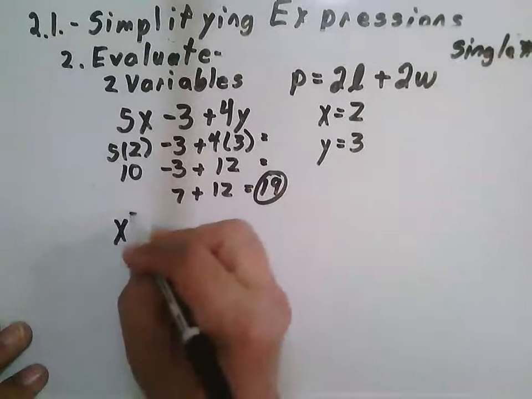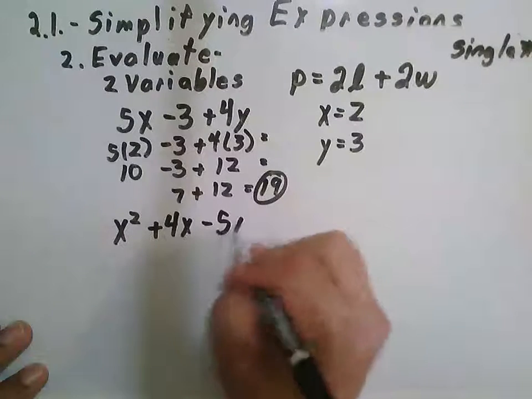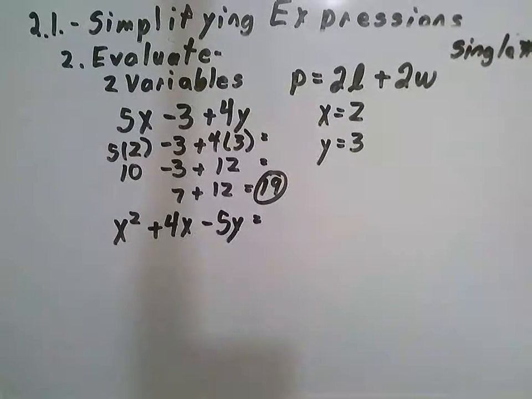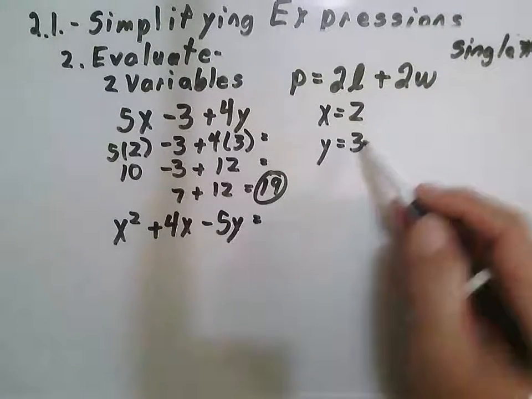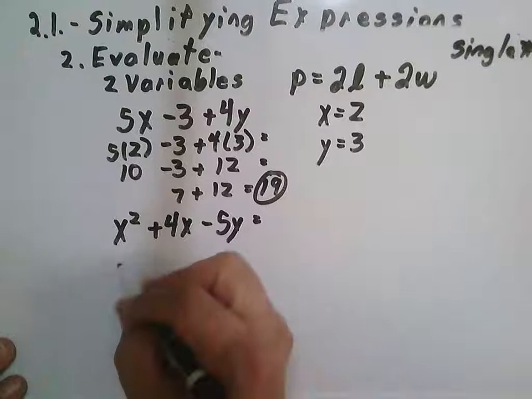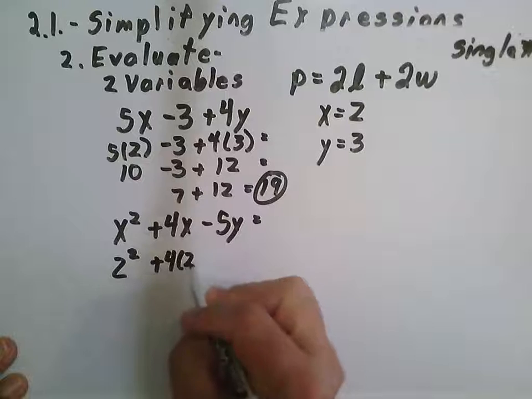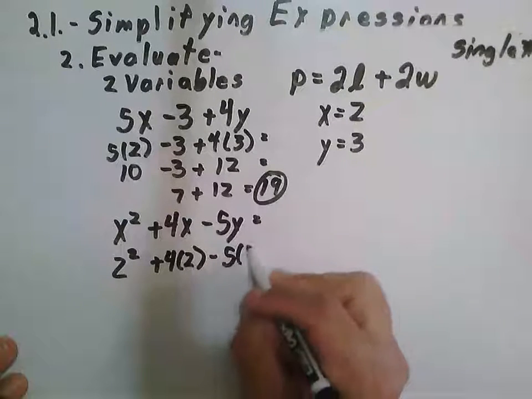And let's just say x squared plus 4x minus 5y. I'm not sure what this is going to come out to, but we're just going to plug in the numbers. It doesn't matter what the numbers change to. The process is always going to be the same, and that's really what we're trying to do, is get the process down. So this is just going to be 2 squared plus 4 times 2 minus 5 times 3.